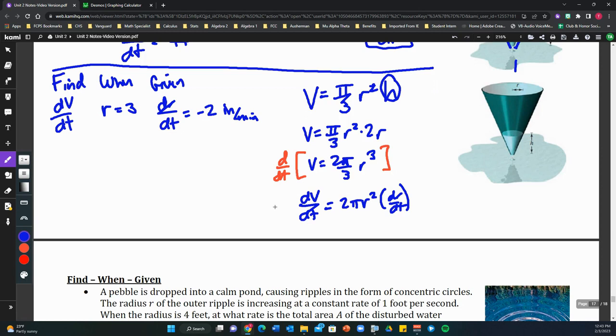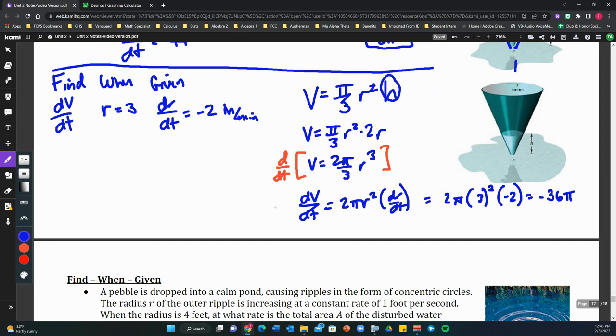So I want to find dV/dt. It's already isolated. I don't need to move anything around, but now I can make these substitutions. So we get 2π times 3 squared times -2, or negative, and I multiply all this together, 36π. So negative 36π is the quantity for dV/dt, or the value of dV/dt.